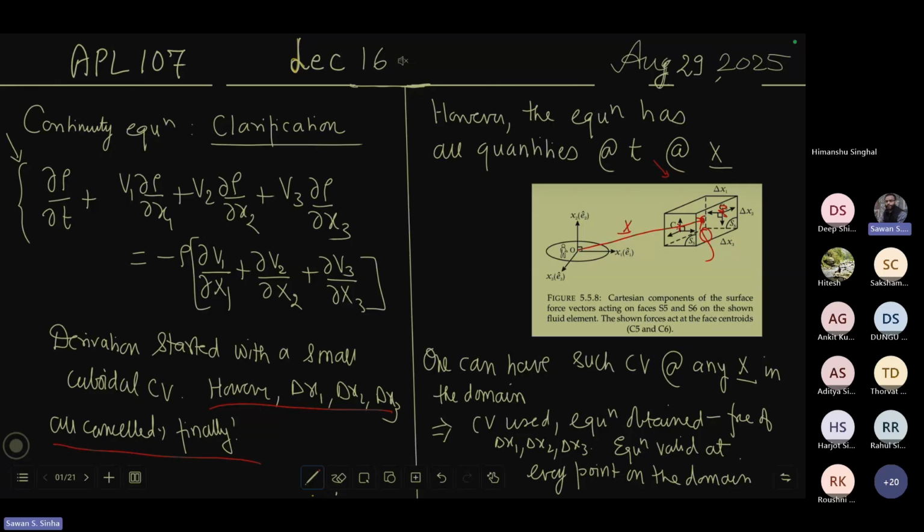And the equation that we got finally is presented here. Pay attention to this equation. Every quantity here, whether it is density or velocity or the derivatives of density and velocity, they are all at the same point Q. Same point Q. All these are at point Q.